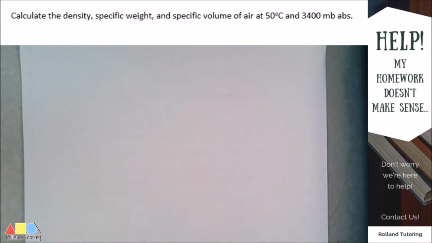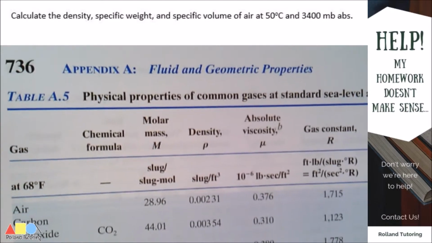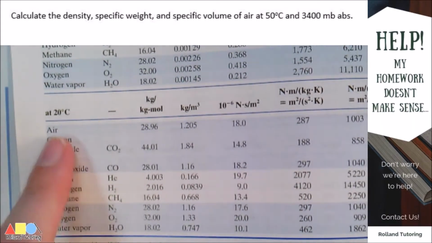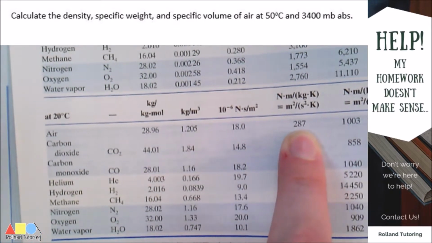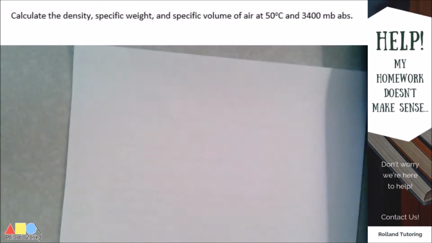Today we are working on a fluid mechanics problem, specifically how to calculate the density, specific weight, and specific volume of air at 50 degrees Celsius and 3,400 millibars absolute. So the first thing you'll want to do is grab your book and find your table. It will look something like this. So we'll go ahead and go down. We find air here is 287 meters squared per second squared degree Kelvin. So we will write that down.